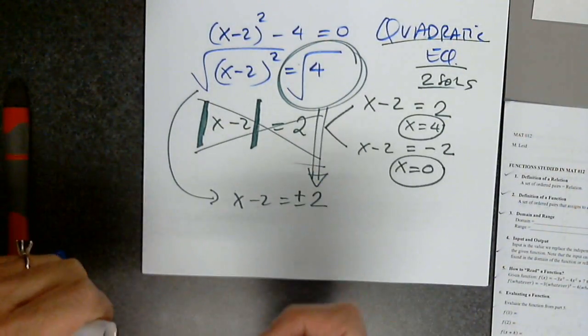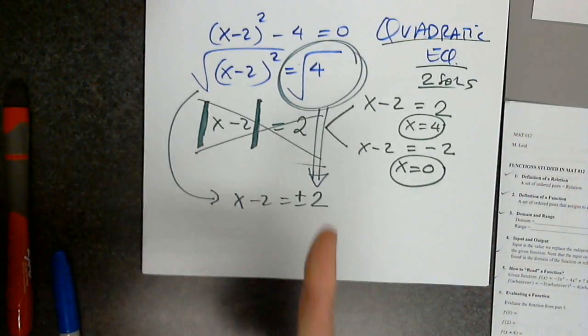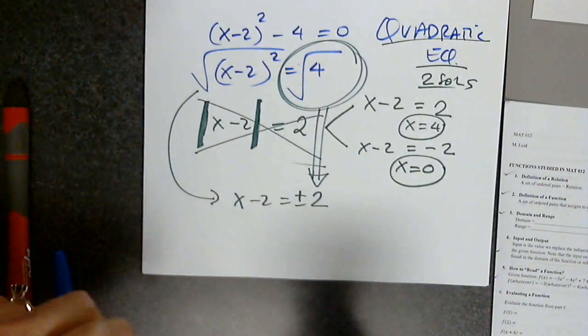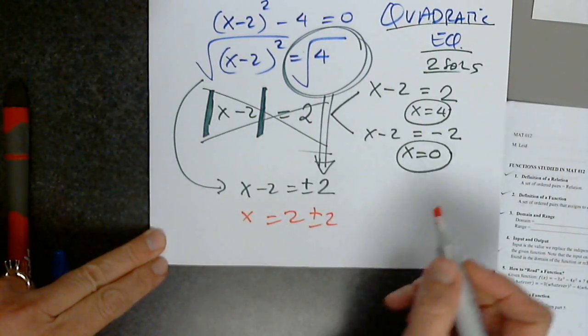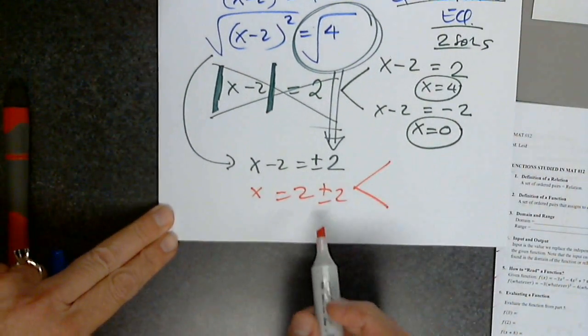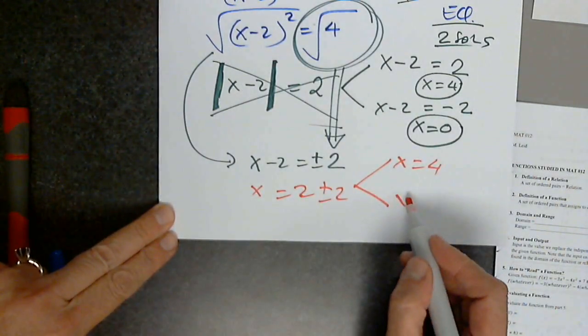So I crossed it out because I'm not going to write it again. But I want you to remember there is an intermediate step in there. And then from here, I add 2. I will get exactly the same answers: 2 plus 2, which will be a 4, and 2 minus 2, which will be a 0.